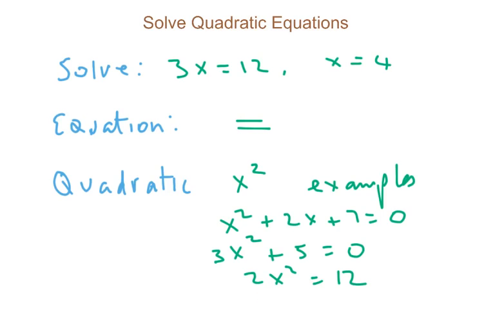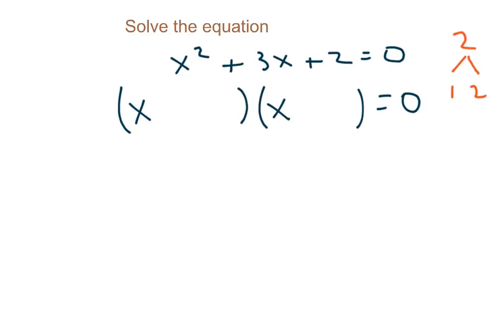Okay, let's proceed on to how you solve these. Now, solve the equation x squared plus 3x plus 2 is equal to 0. We're trying to find the value of x which will satisfy this equation. The technique we use is factorizing. We factorize x squared plus 3x plus 2 into its two factors, and then we know that one of those factors is going to be equal to 0.